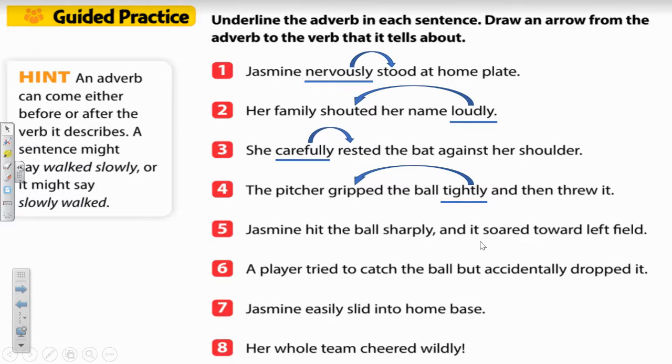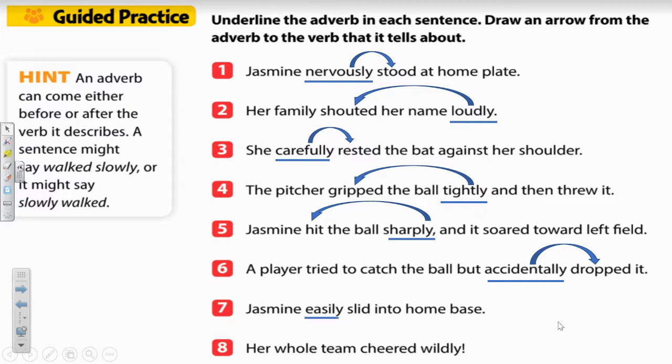Number 5, Jasmine hit the ball sharply and it soared toward left field. What's our adverb? Right, underline sharply. What was done sharply? What's the verb? She hit the ball sharply. Number 6, a player tried to catch the ball but accidentally dropped it. Our adverb first, accidentally. What was done accidentally? Right, dropped.